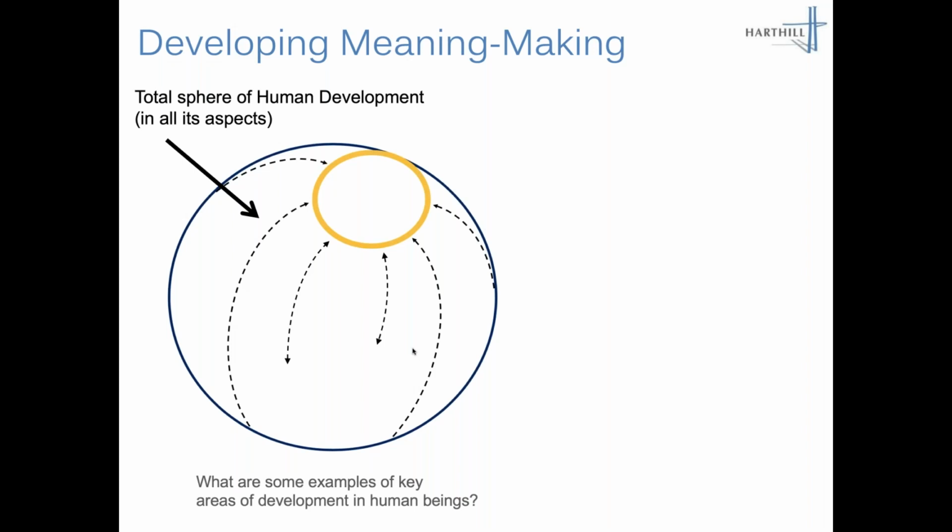So if you think about this as a kind of beach ball, this image here, the big circle represents the entirety of human development. The small circle represents the specific area of meaning making, which is probably, to be honest, even smaller than that. It's probably tiny when you think about all the many things that are happening inside a human being, physically, emotionally, mentally, psychologically, and in other ways. So meaning making in one sense is a very, very specific thing.